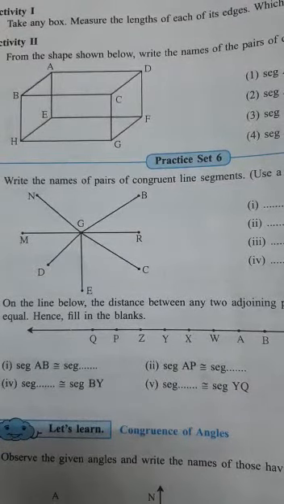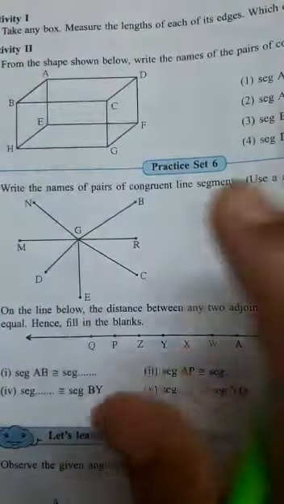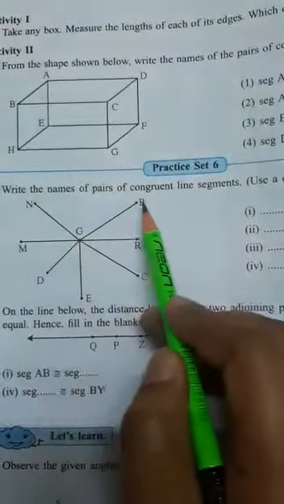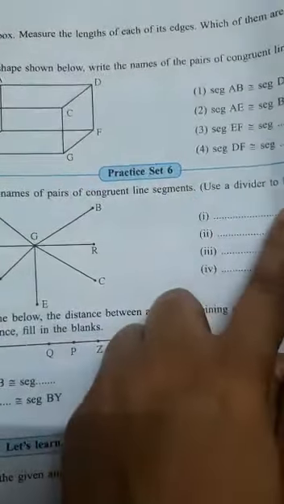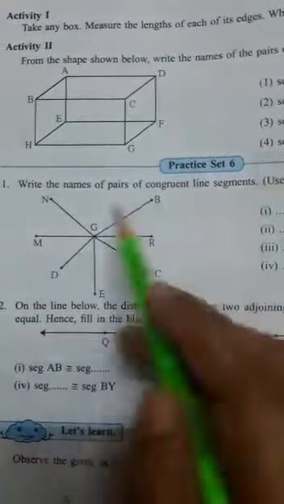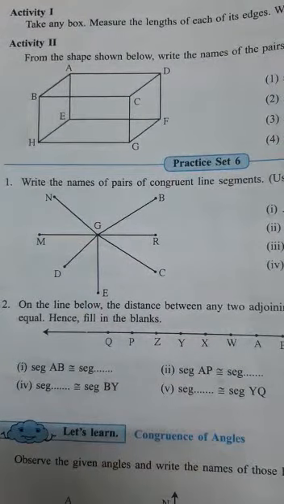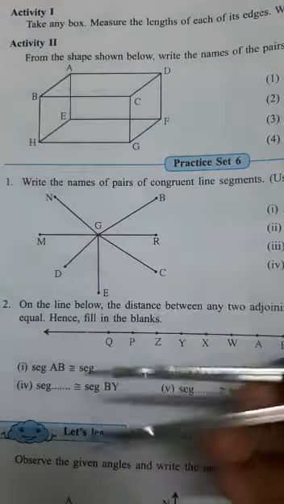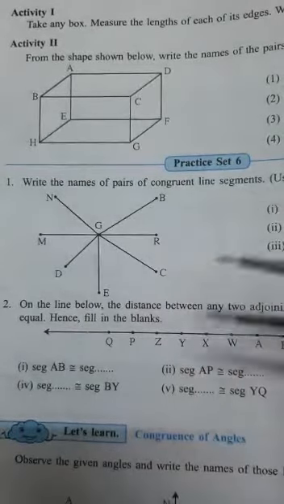Now let us solve practice set 6. We'll solve the practice set in your textbook itself. So write the names of pairs of congruent line segments and use divider to find them. Now here they have given a diagram over here, and using your compass you have to say which two segments are congruent to each other.